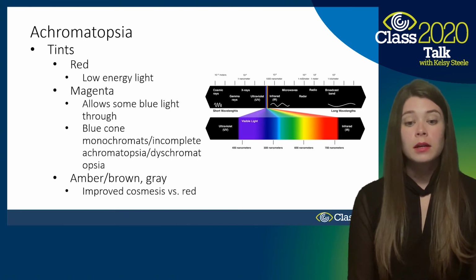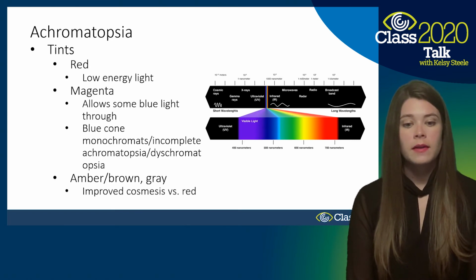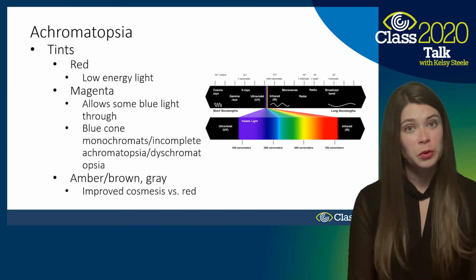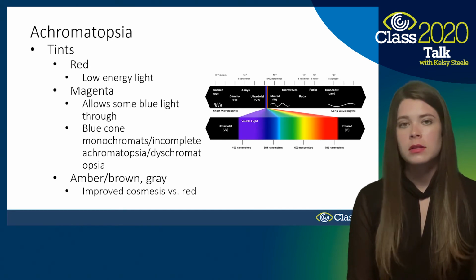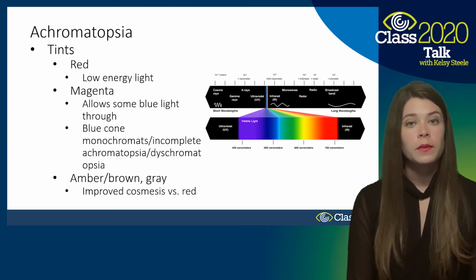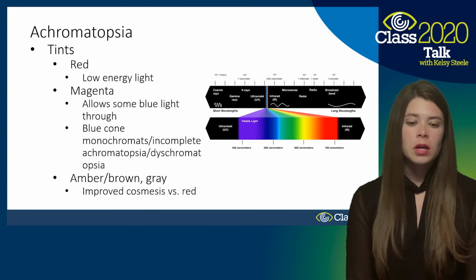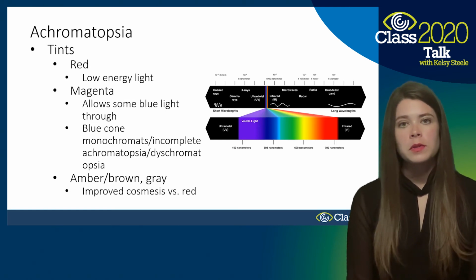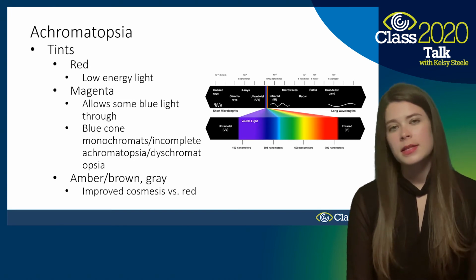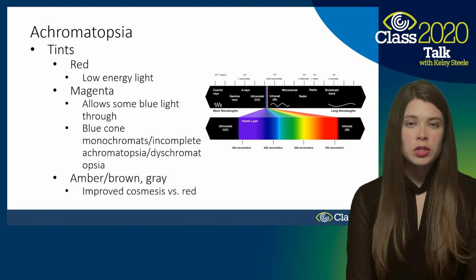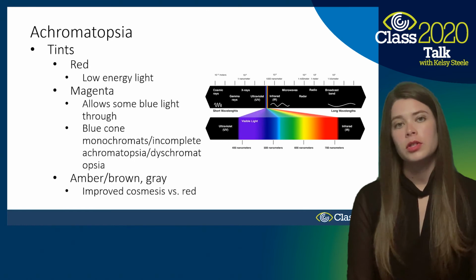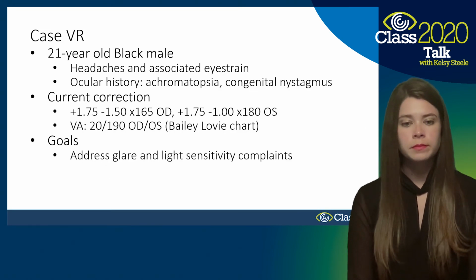If they do have some cones that are functioning, if they have some blue cones, they're called blue cone monochromats or dyschromats, and they do okay with magenta. So if you add a little bit more blue to capitalize on those still functioning cones, those patients can do well with that tint. There's also some talk about amber, brown, or gray, and those might be a little bit better from a cosmesis standpoint instead of having bright red lenses. But like I said before, that's just kind of a case-by-case basis for your patient. And if I have a patient with achromatopsia, red is generally the first one that I'll choose to show them.